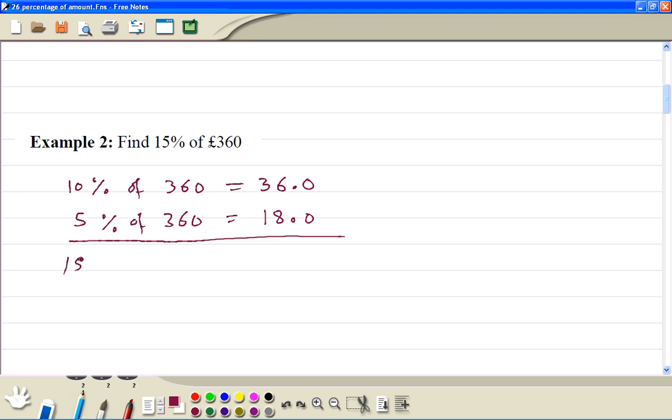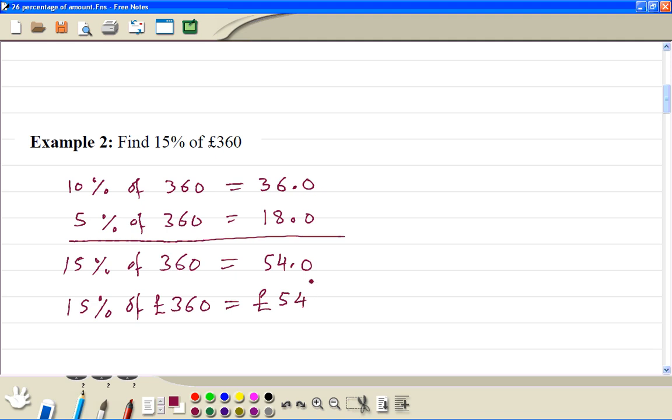Then 15% we add, so 0 plus 0 is 0, 8 plus 6 is 14 and carry 1, then 3 plus 1 plus 1 is 5. So 15% of £360 is equal to £54. Because of money, you write 2 decimal places, or 2 zeros after the decimal. So correct to 2 decimal places, which means to the nearest penny.